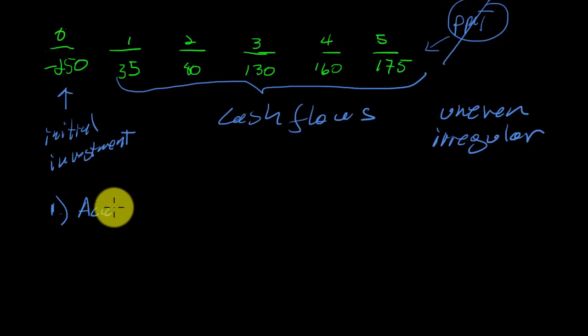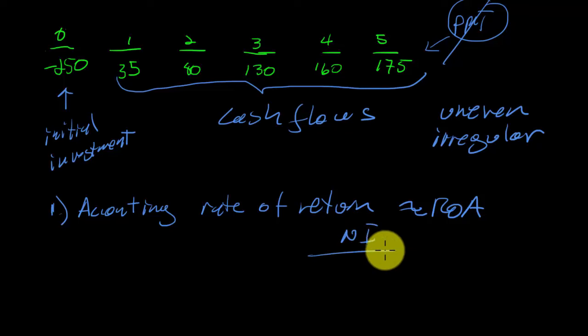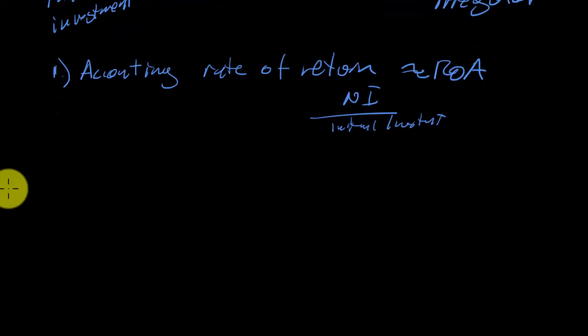The first one is going to be accounting rate of return, which parallels ROA. This is basically net income over the initial investment, or total assets, or however it is that we're trying to construct that.